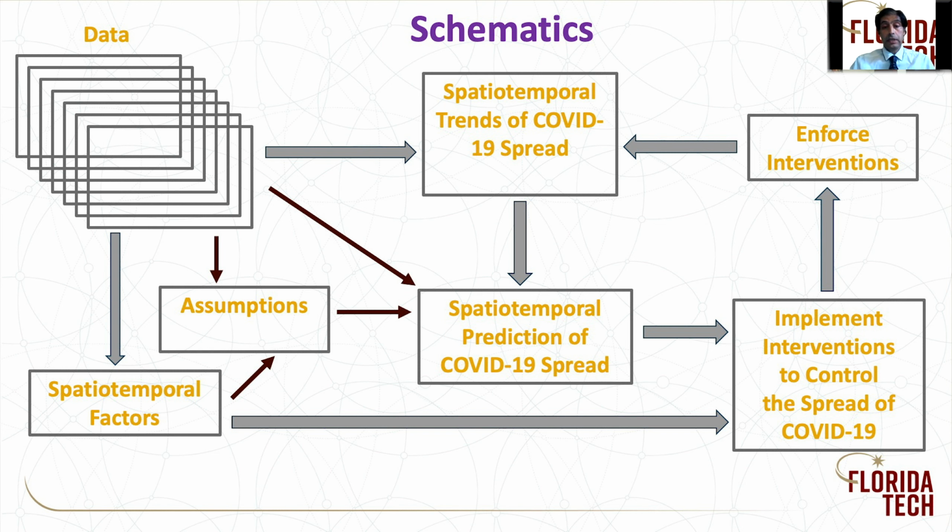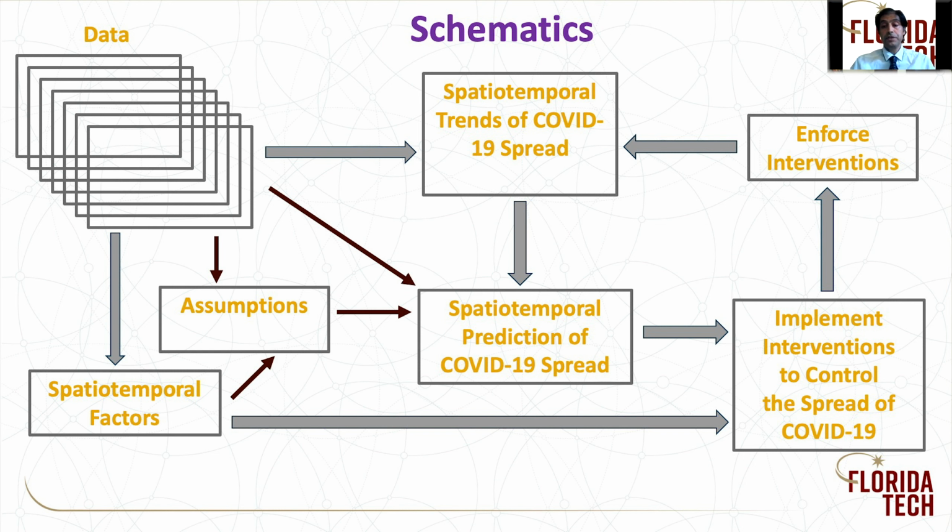And then you see the trends which have been modeled, the assumptions which have been modeled separately, and other data resources all go to the middle box, which is a spatiotemporal prediction of COVID-19 spread. Then using this prediction and some factors which are identified, we proactively implement the interventions. It means that, okay, if one month from now this is the prediction for the number of cases and deaths, what are the interventions that should be implemented?